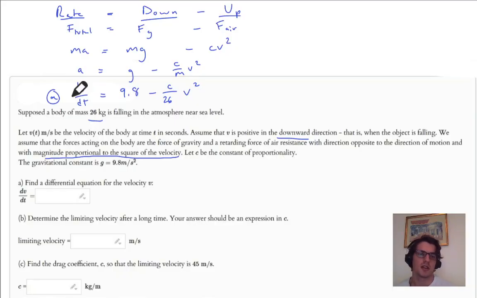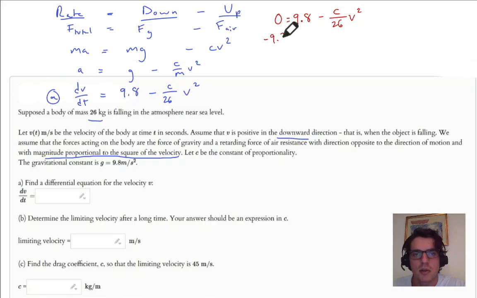B says determine the limiting velocity after a long time. Your answer should be an expression in C. Okay, so once again, we set dv/dt equal to 0. So 0 equals 9.8 minus C over 26 v squared. Negative 9.8 equals negative C over 26 v squared. Negative 9.8 times 26.